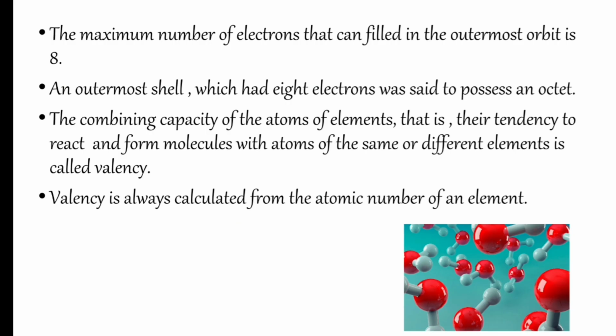Let's start. The maximum number of electrons that can be filled in the outermost orbit is 8. An outermost shell which has 8 electrons is said to possess an octet. Means outermost shell में 8 इलेक्ट्रॉन होने चाहिए और उसको हम ऑक्टेट भी कहते हैं. Now what is the definition of valency? The combining capacity of an atom of an element, that is their tendency to react and form molecules with atoms of the same or different elements, is called valency. Valency is always calculated from the atomic number of an element.